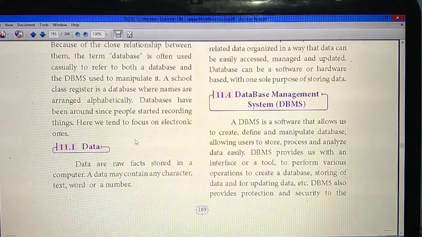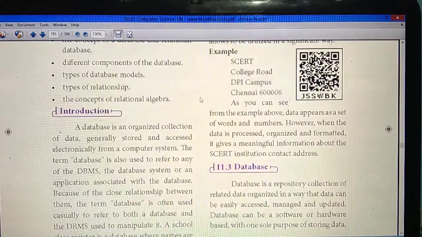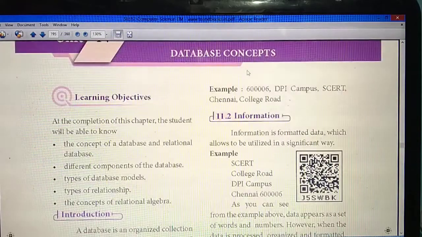Character, words or number. Understand? So see this example. First one: 6006, DPI campus, SCRT, Chennai College Road. So first thing, 6006, that's one data. Then DPI campus is another data. Then SCRT Chennai, that is another data. Okay, so each and everything separately we are calling a data.